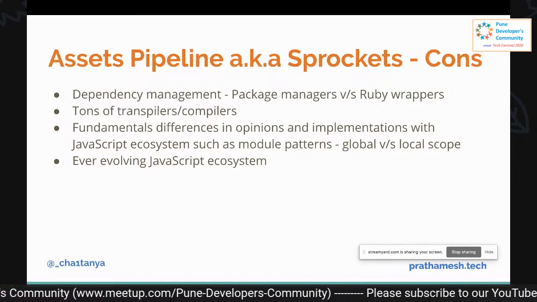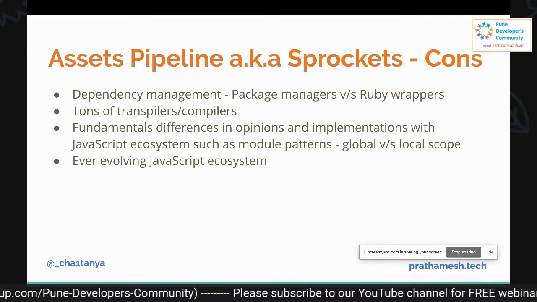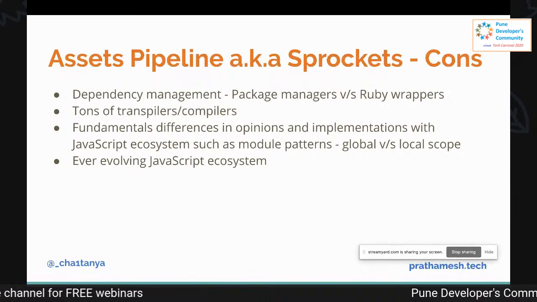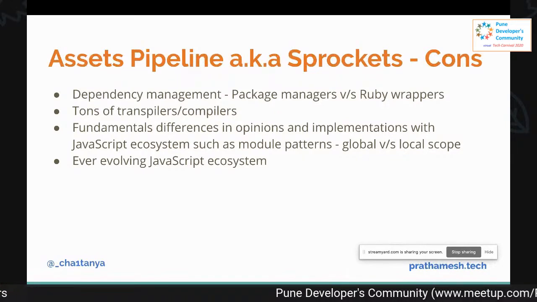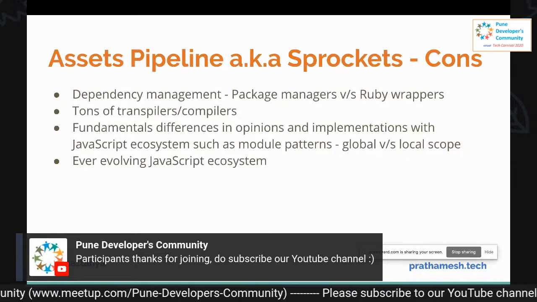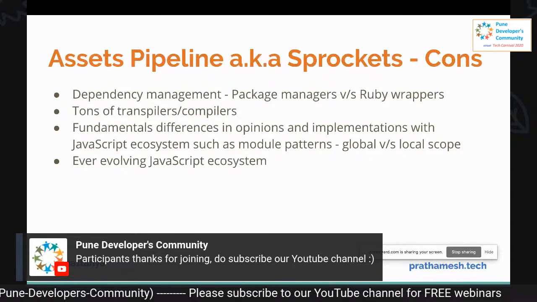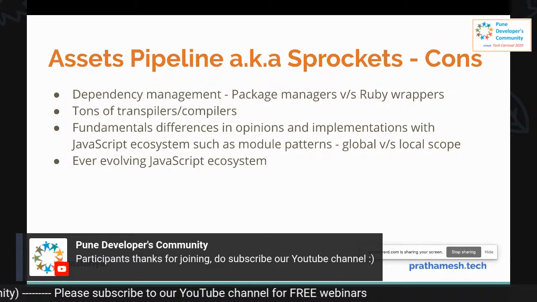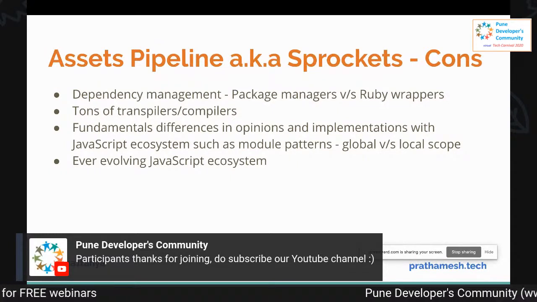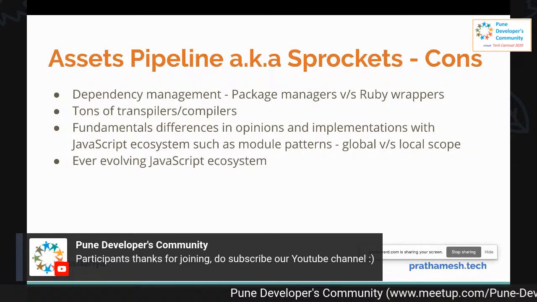One of the main issues, I think, was that when the asset pipeline was developed, there was no benchmark in the JavaScript ecosystem for a bundler kind of tool. So asset pipeline was mostly developed as a Ruby wrapper over JavaScript. But over the years, the JavaScript ecosystem evolved a lot, and now we have different package managers like npm and yarn. We have tons of transpilers like Babel and TypeScript and so on.